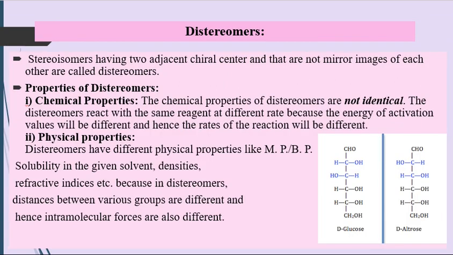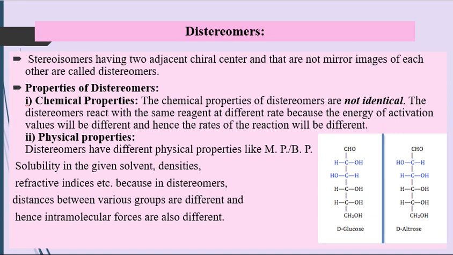Next are the diastereomers. The definition of diastereomers: stereoisomers having two adjacent chiral centers that are not mirror images of each other are called diastereomers. Then the properties of diastereomers. First, chemical properties. These diastereomers are not identical. They are different. Therefore, they react with the same reagent but at different rates, because the energy of activation required is different, and therefore their rates of reaction will be different. This is the chemical property of diastereomers.